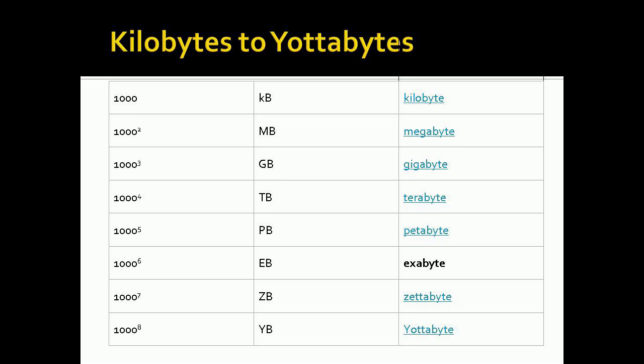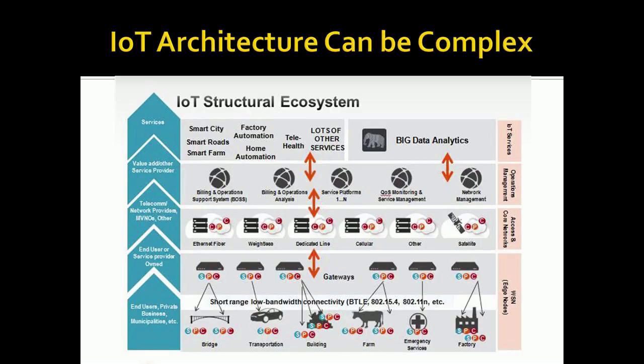So when I started realizing all the data we'd be collecting, we all know about kilobytes, megabytes, gigabytes, terabytes, and even petabytes. We're about to start collecting so much data that we start getting into exabytes, zettabytes. I had to look it up. I didn't know what they were. So exabytes, zettabytes, and yottabytes is going to be possible in the next few years, or at least within a decade. The architecture for the Internet of Things is very complex, so I break it down.